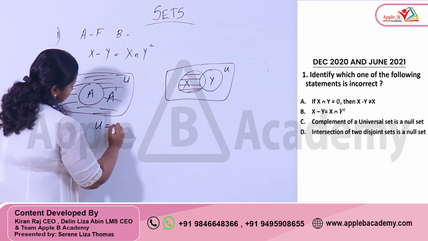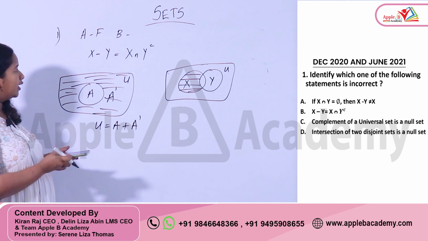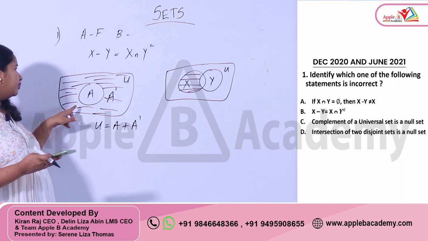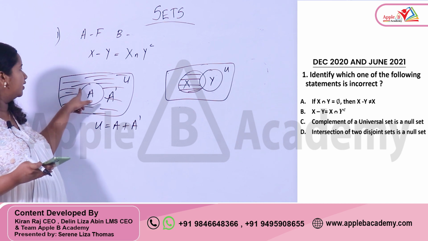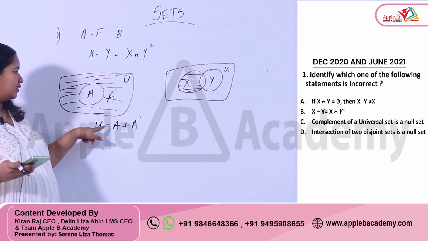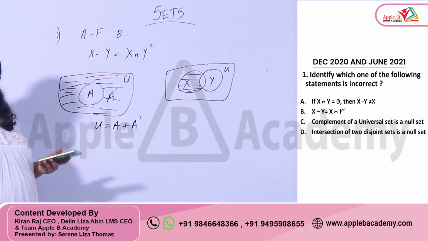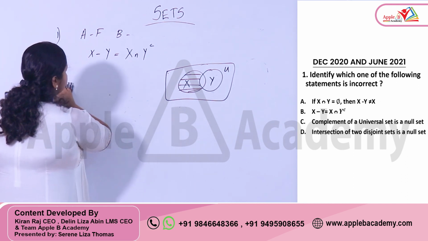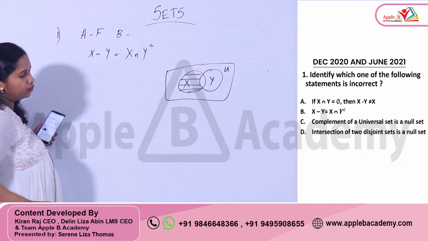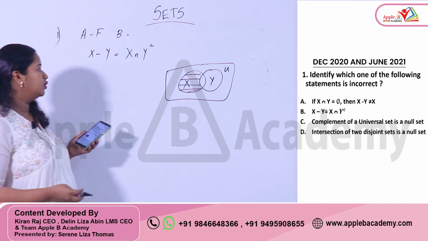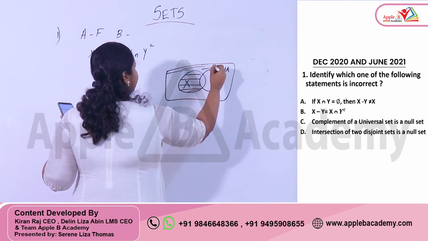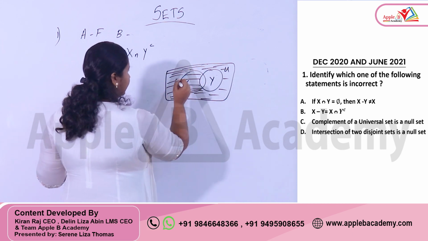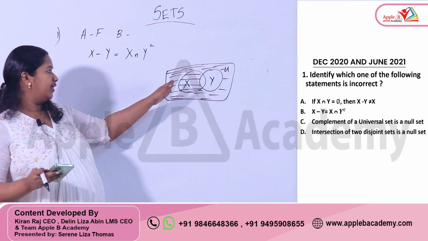So, the universal set is equal to A plus A complement. A complement can be represented either using this symbol or this. This is A complement, the entire portion outside the set A. So, here the statement is x minus y is equal to x intersection y complement. So, y complement is the entire area outside y, including this x.